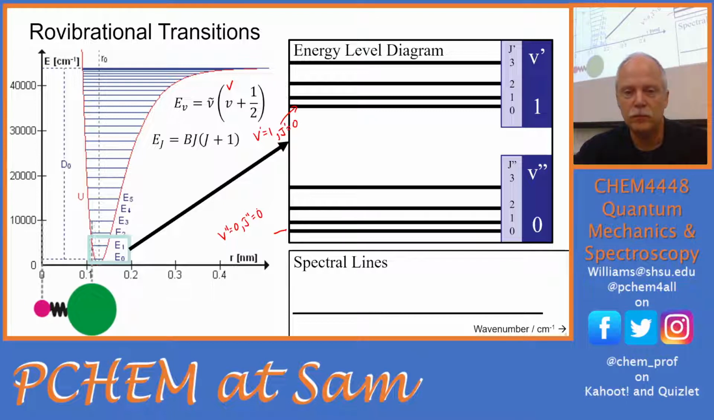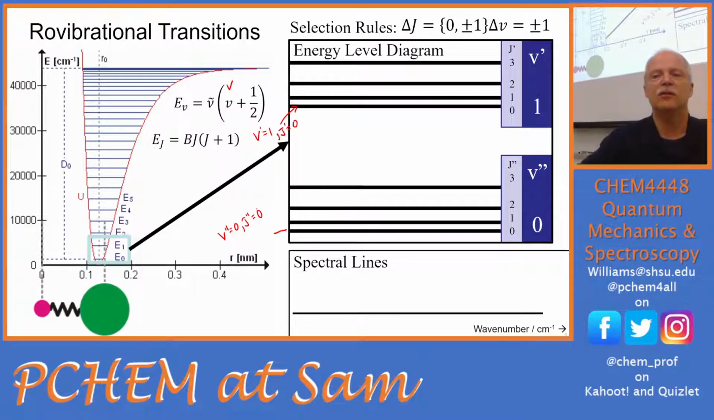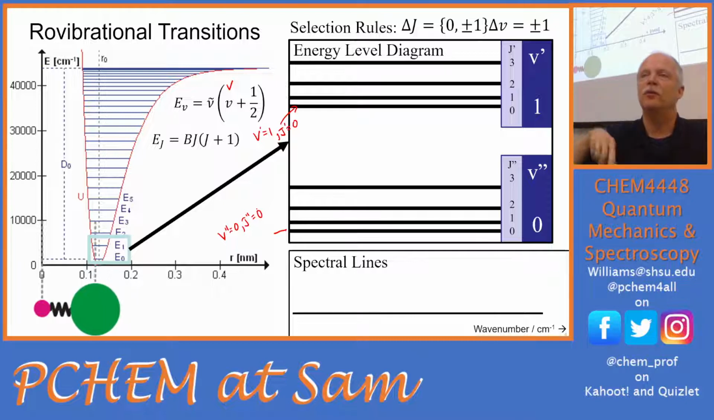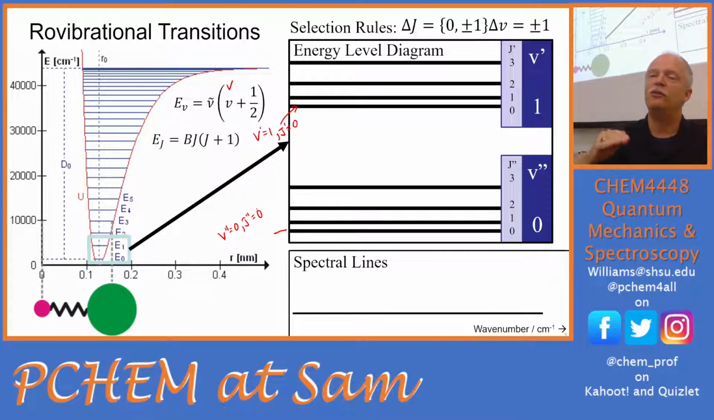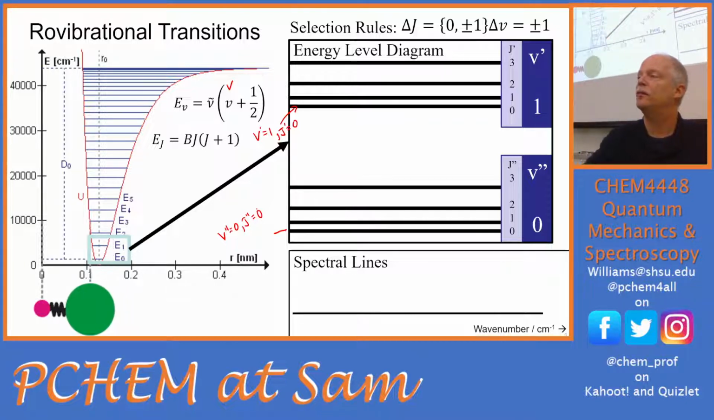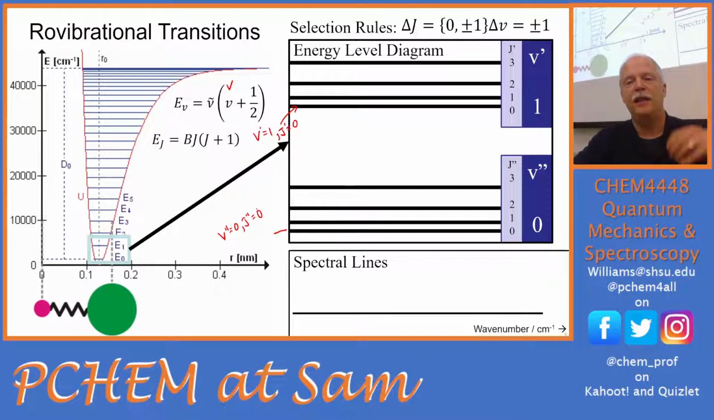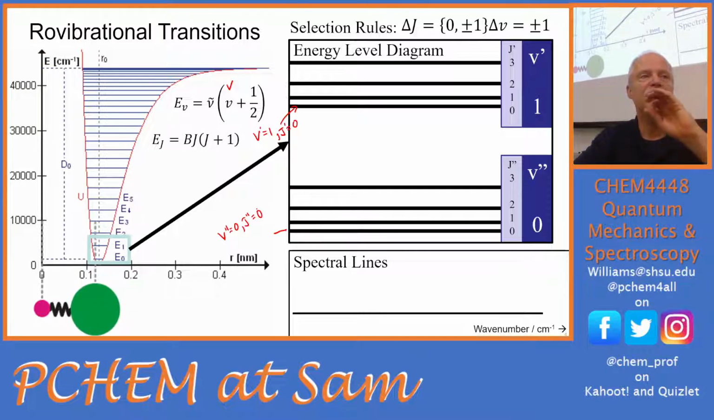Okay. So the selection rules are delta V equals plus or minus 1. So we're just going to go absorption, from V equals 0 to V equals 1. So that's our vibrational transition. And then our delta J values can change by 0 or plus or minus 1. And so we'll do all of those three cases individually. So let's start with the delta J equals 0.